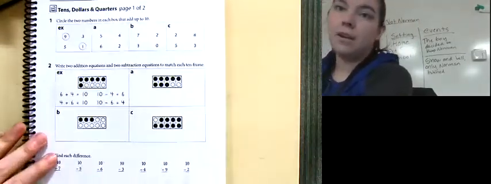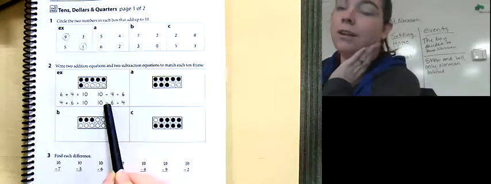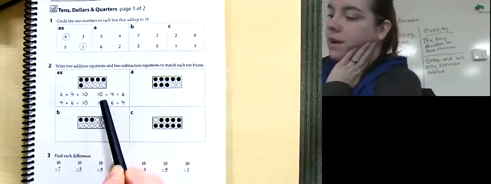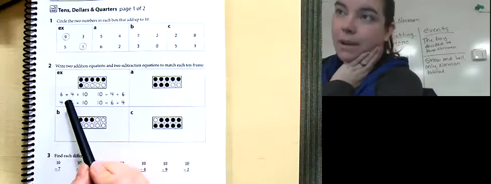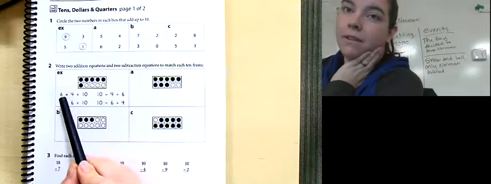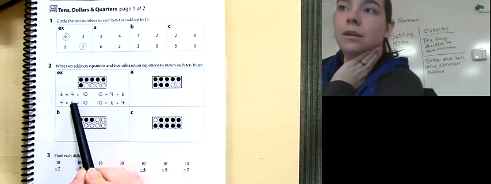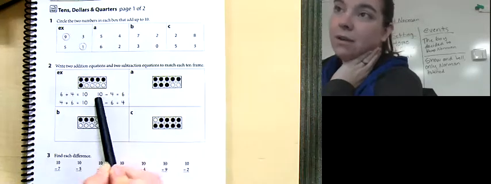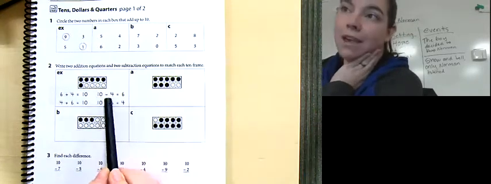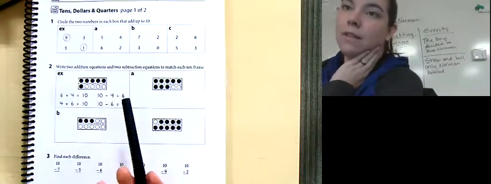Okay, and then up here, I just also wanted to touch on this to make sure you understood, was that when we add, we've talked about this, when we add, the numbers can be flip-flopped. So do you see how this is 6 plus 4 and 4 plus 6? It's the same equation. But we can't do that with subtraction because we can't take more than the first number.